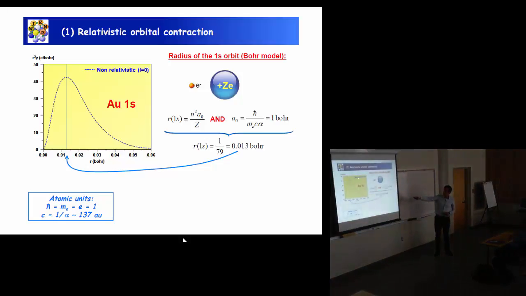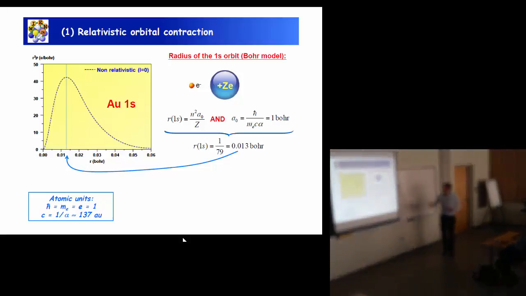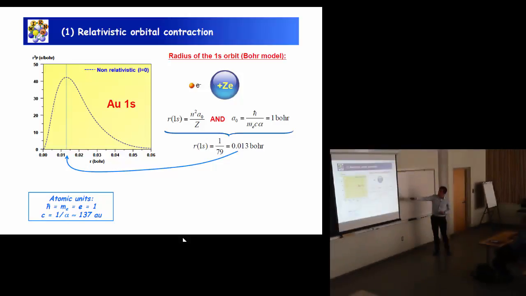If now you do a non-relativistic calculation using WIEN2k, and you draw the radial function squared, so the density, you see that the maximum of the radial density is exactly at the same position as in the Bohr model. This is something that we all know. Although the Bohr model is not exact, because there is an approximation in the way it treats the quantum effect, we find exactly the good position compared to the maximum of this function.